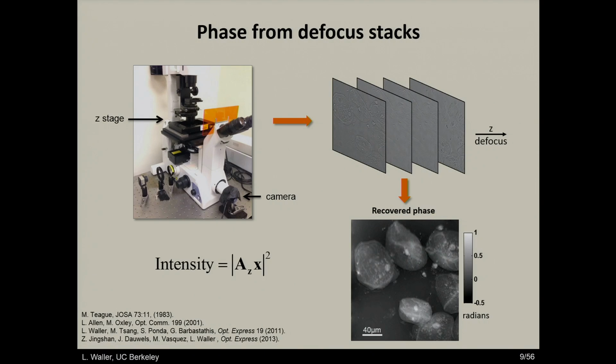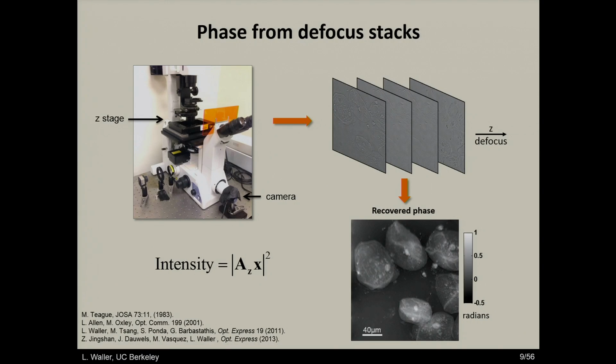Okay, so the problem here becomes this typical problem, but where now my AZ is pointing out that I have basically a different linear operator on this complex field for every Z position. So every defocus step has a different operator, so I can get diversity into my data.